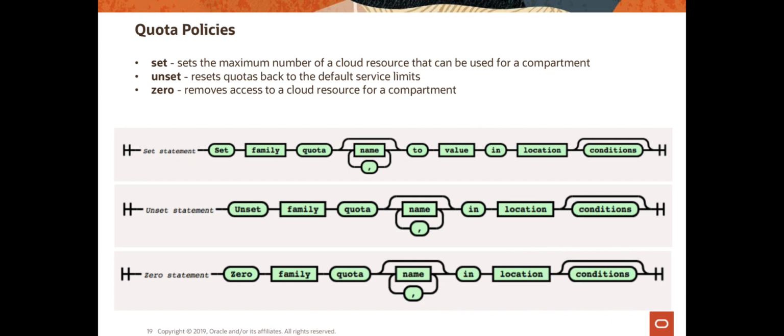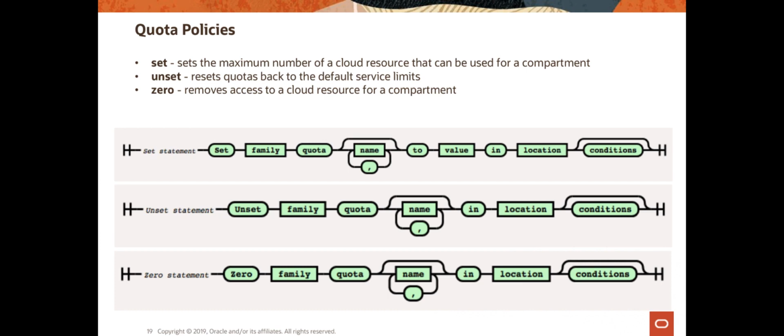The unset statement resets the quotas back to the default service limits. So you can unset what you had set previously. And then there are the zero statements. The zero statements actually remove access to a cloud resource completely for a compartment.